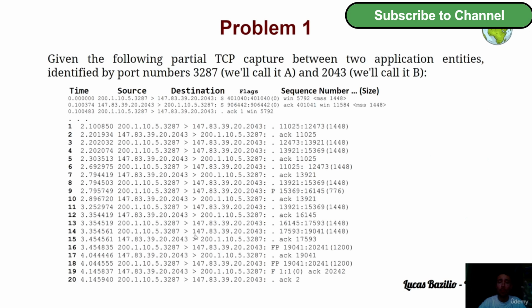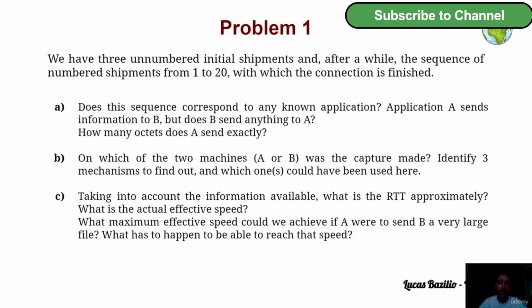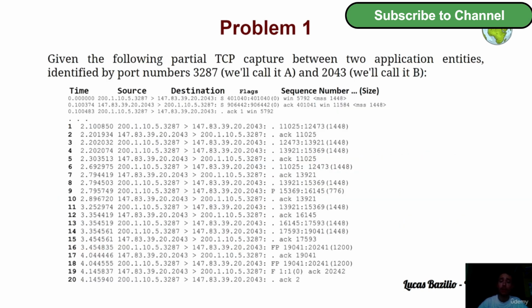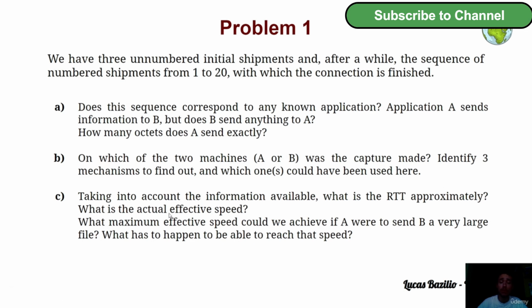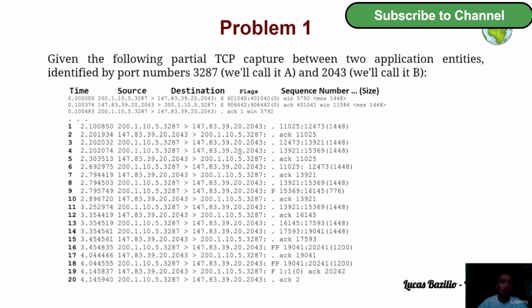So remember, what do we know so far? In the previous questions, A and B, we saw that the one doing the capture here is the application A. We also saw that the application A is the only one that is sending information. B doesn't send anything to A. And now, in this question C, let's begin by computing the round trip time. Computing the round trip time is very simple.